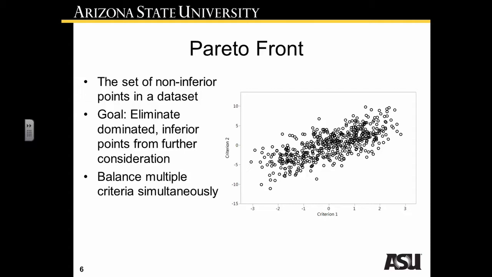A Pareto front is the set of non-inferior points in a data set. So the goal in using a Pareto front is to eliminate dominated inferior points from further consideration. And this allows us to balance multiple criteria simultaneously. So here's an example of a potential data set that's been evaluated on 2 criteria. Each point in this plot represents the result for a possible solution. And let's suppose that for each of these criteria, the larger the number, the better.